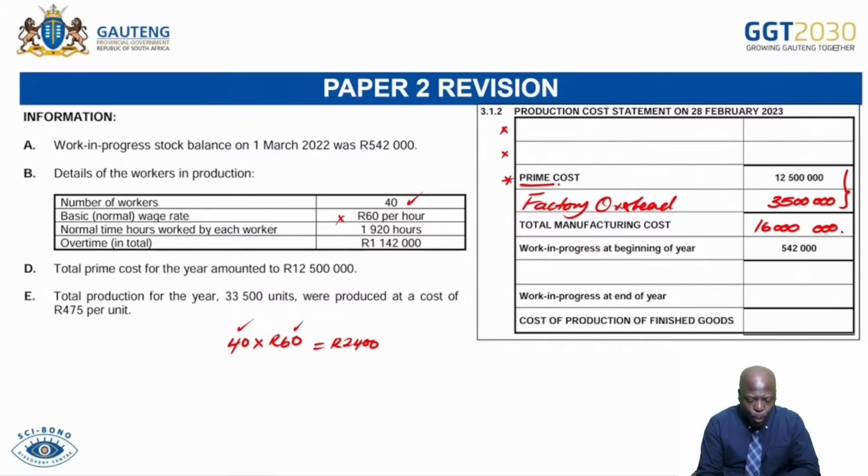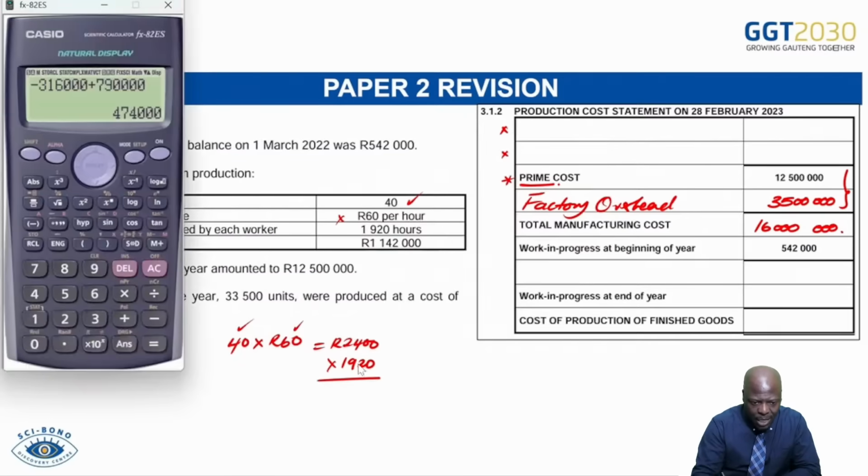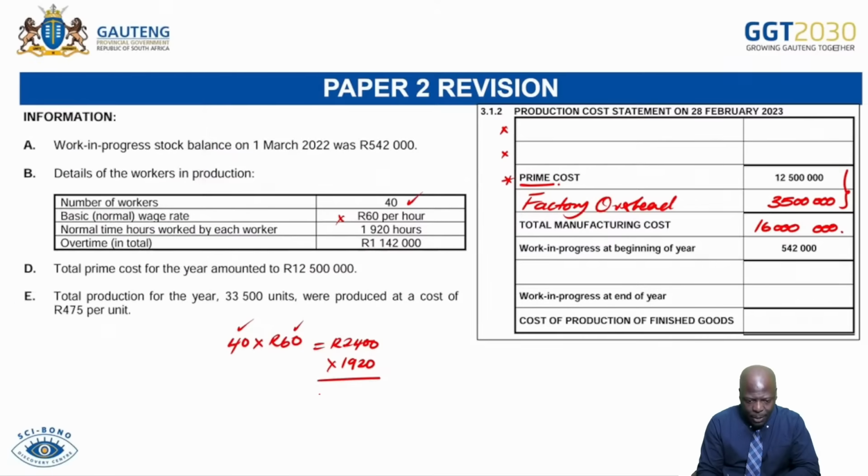And then we come to the normal time hours. The normal time hours is 1,920. So we're going to say 2,400 multiplied by 1,920. And that's going to give you 4,608,000. All right.